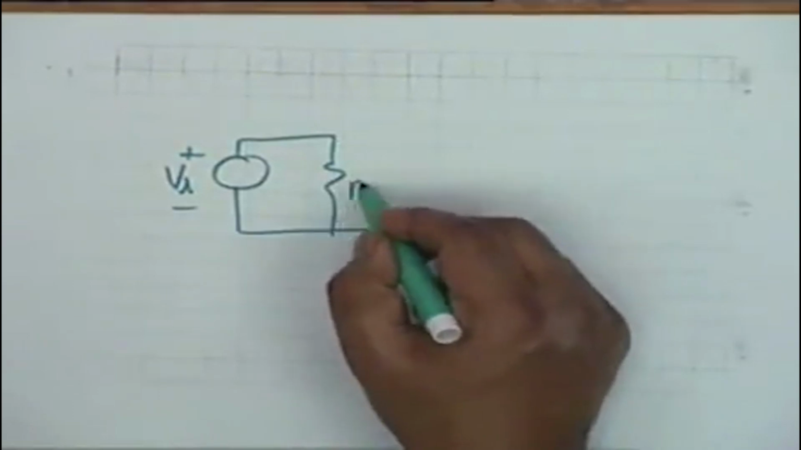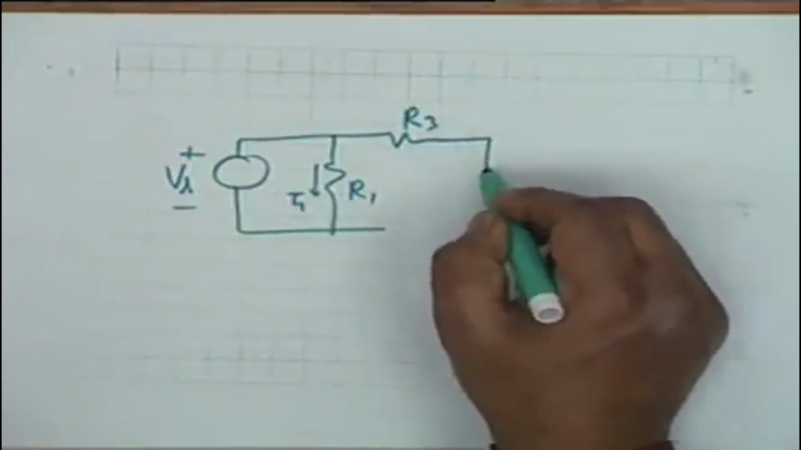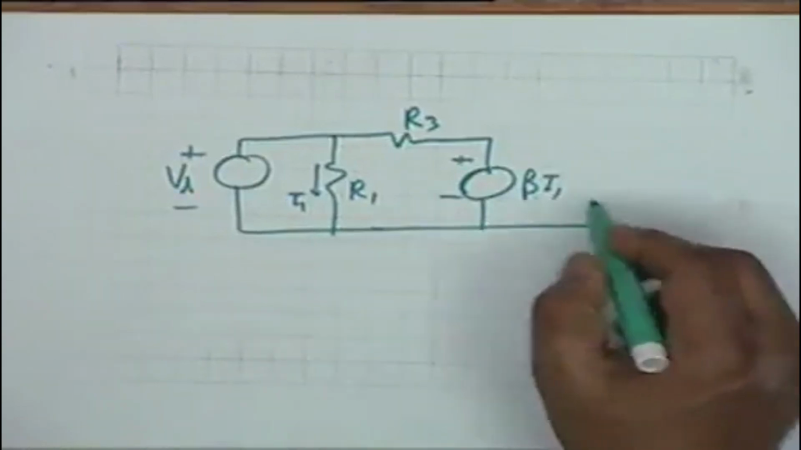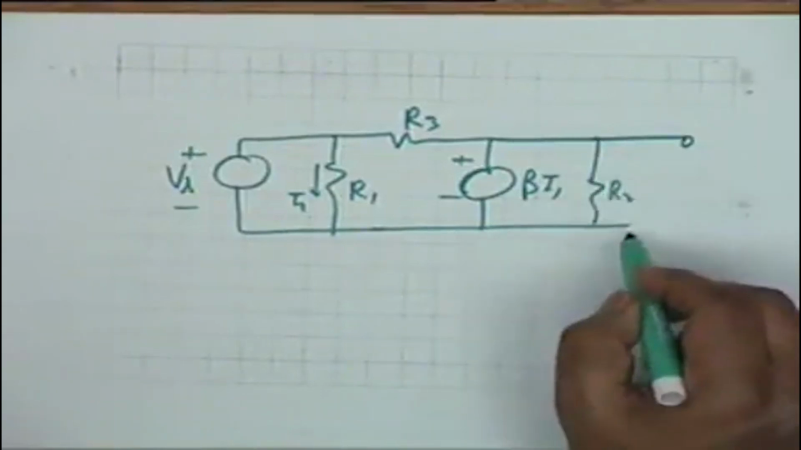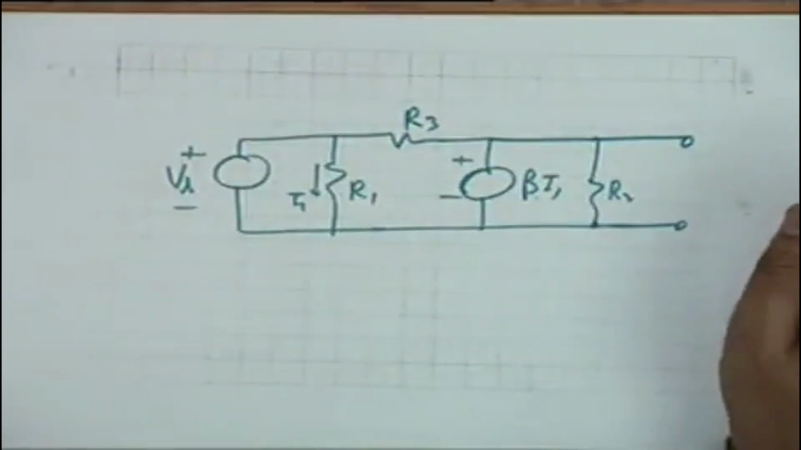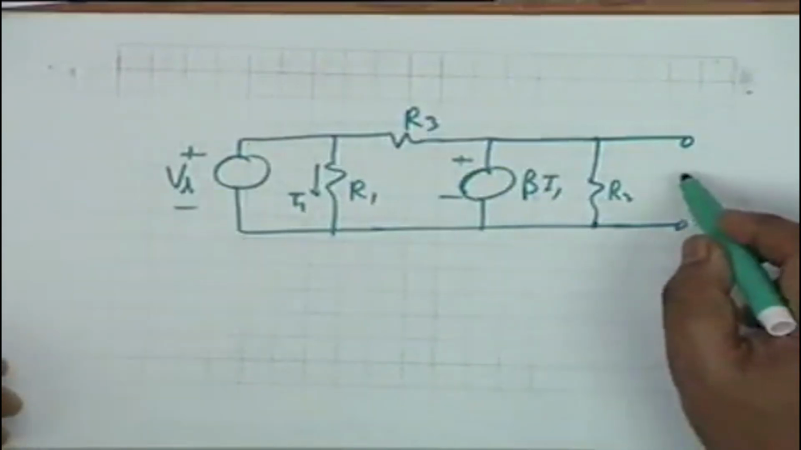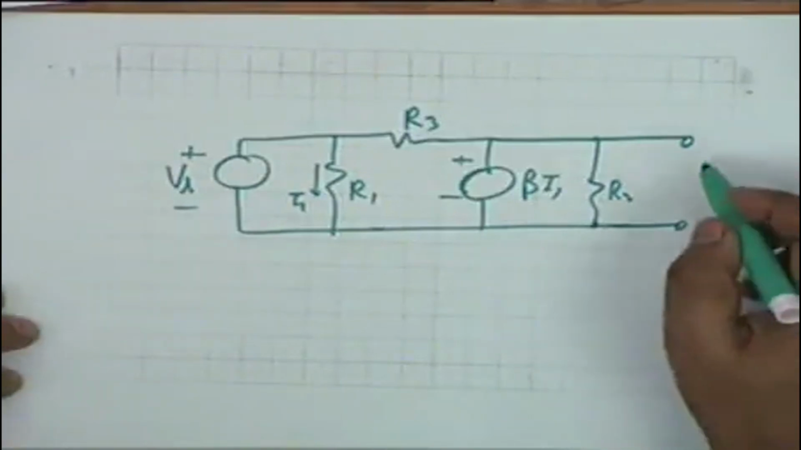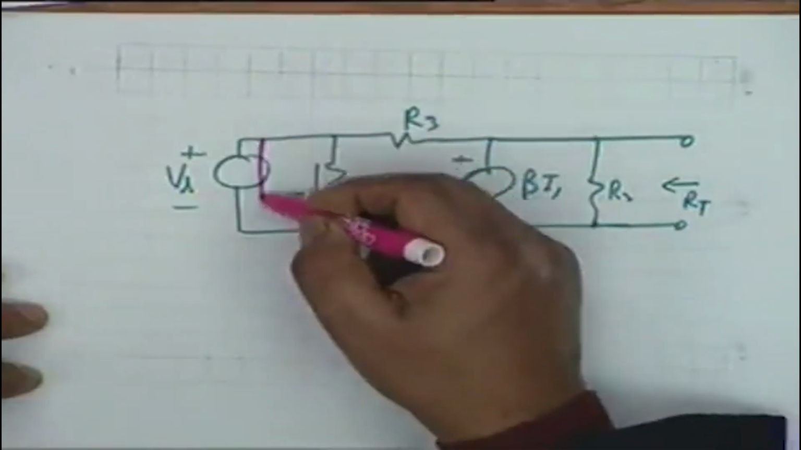What he says is R1, I1, R3, and he says let this be a dependent voltage source beta I1 instead of a dependent current source. Then we have an R2. What did you want to calculate? Thevenin resistance. But before that, you also want to calculate Vt, open circuit voltage. The open circuit voltage here obviously shall be equal to beta I1. All right. Now, if you want to calculate Thevenin resistance RT, what you do is you short circuit this.